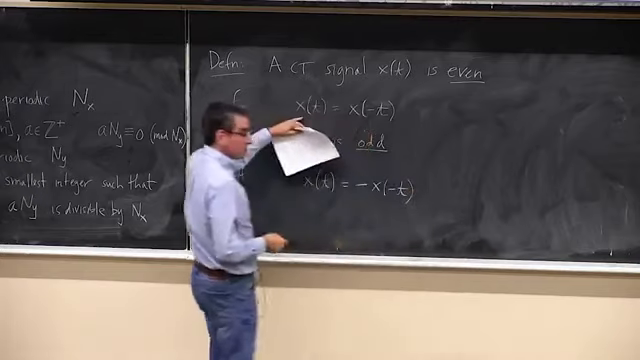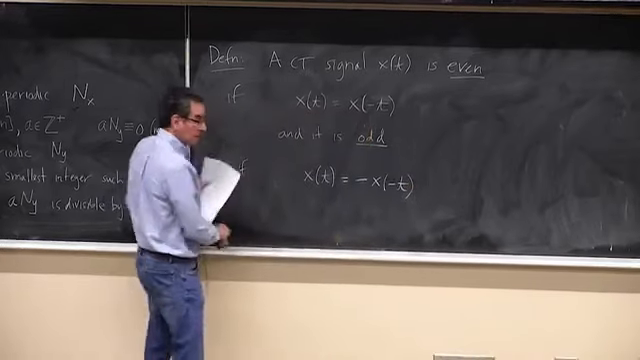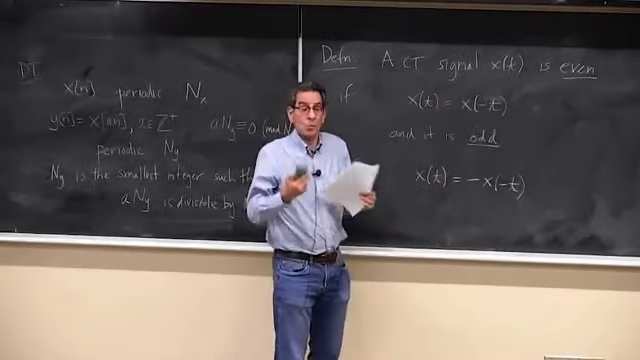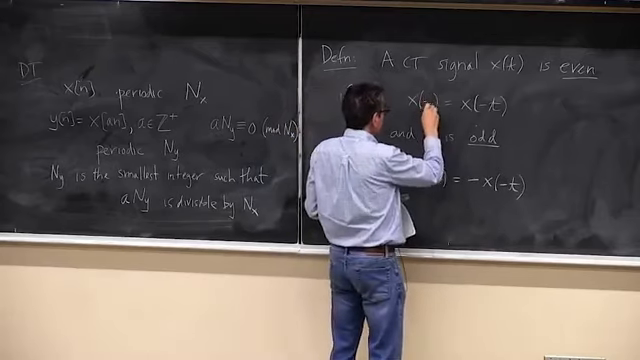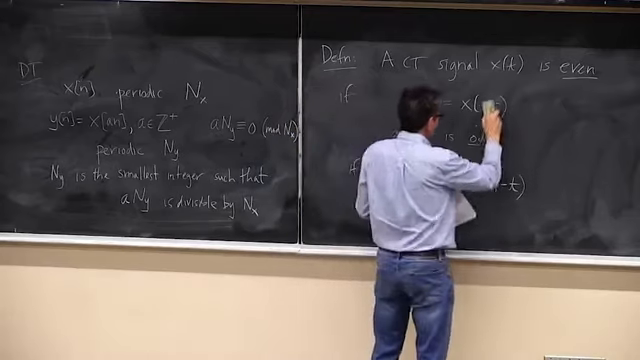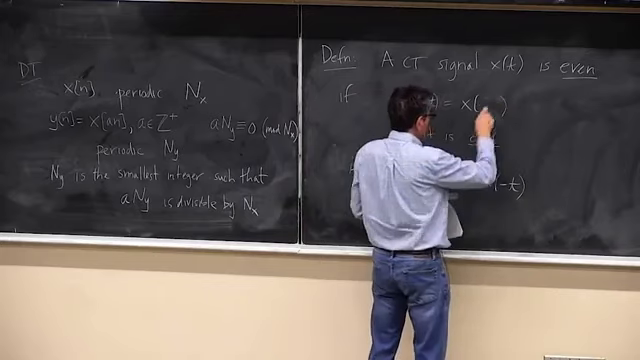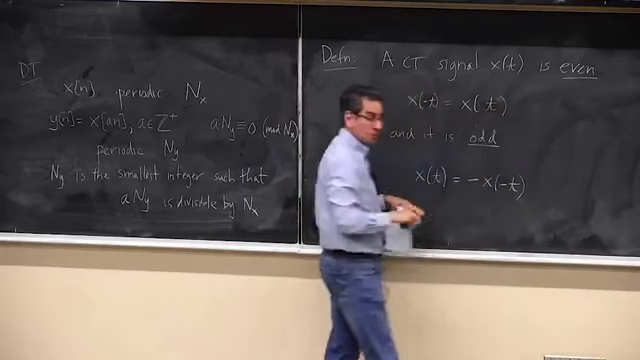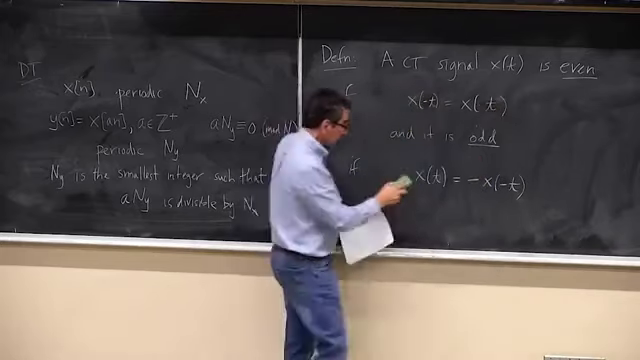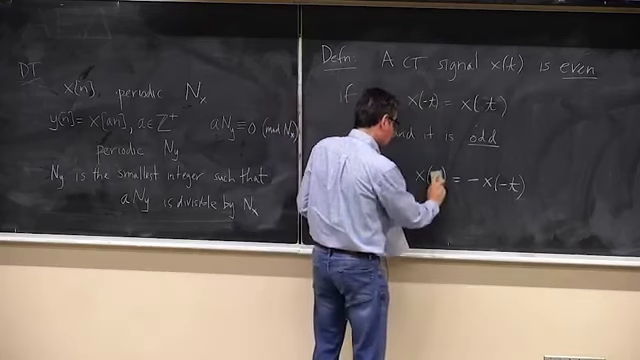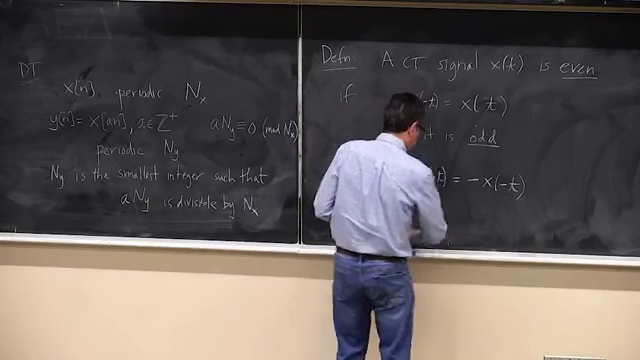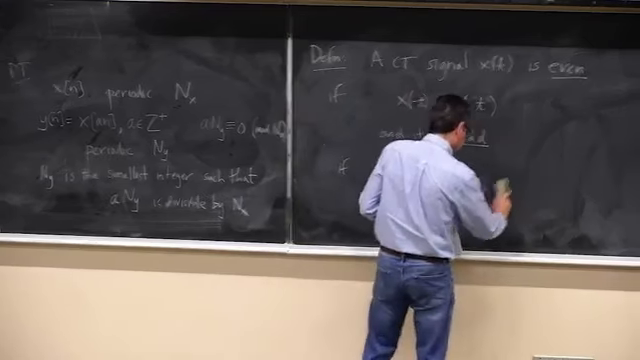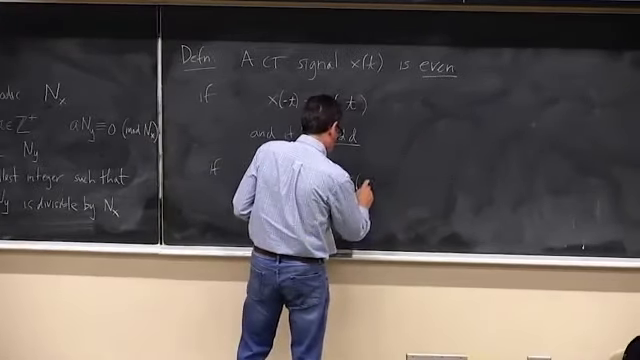So you can write this either way you want. If you want to write it in terms of what happens when you flip the signal, you could say that x of minus t is x of t. I just happen to write it in terms of x of t being equal to something. And for the odd case, you would write that x of minus t is equal to negative x of t.